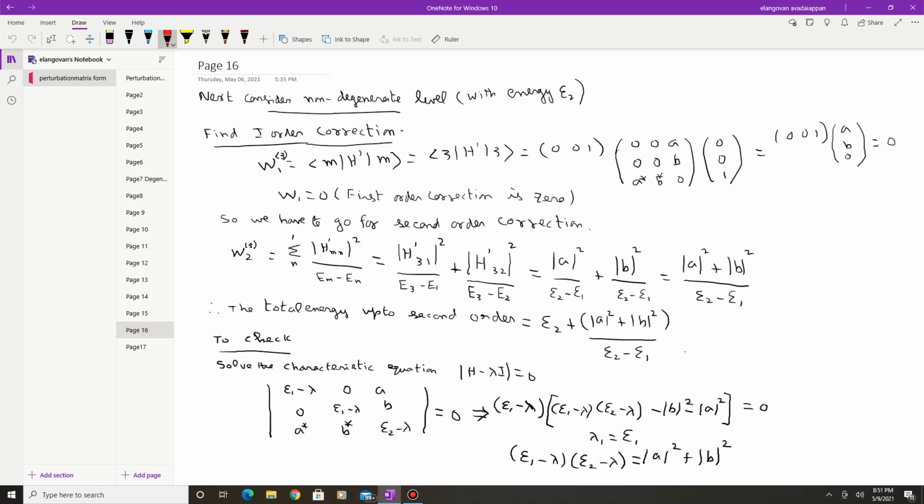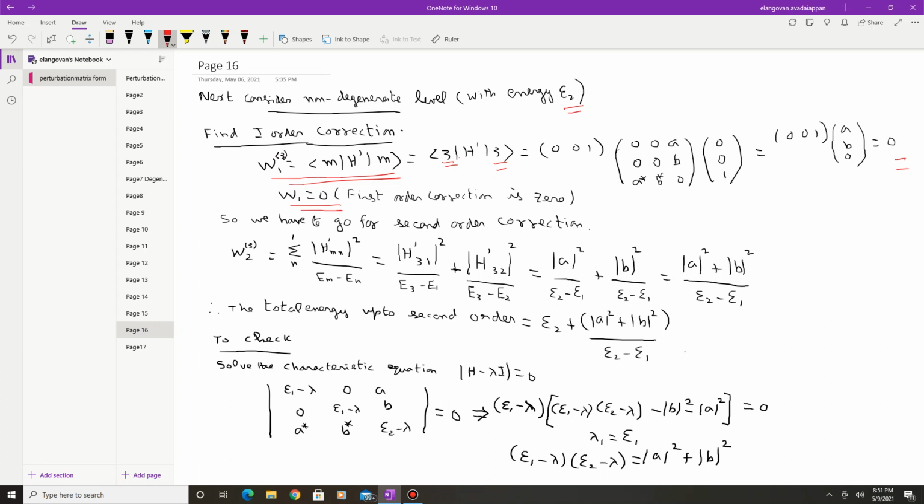Now we have the non-degenerate level also. For this level, the energy is E2 as usual. The expression for the first order correction is this, m H prime n. This is state 3, so the first order correction is 3 H prime 3. The bra 3 is available, ket 3 is available, H prime is available. Once you substitute 0, 0, 1, 0, 0, A, 0, 0, B, A star, B star, 0, this is H prime, and this is the ket vector. Once you find this, the value is found. So the first order correction is 0 for this level.